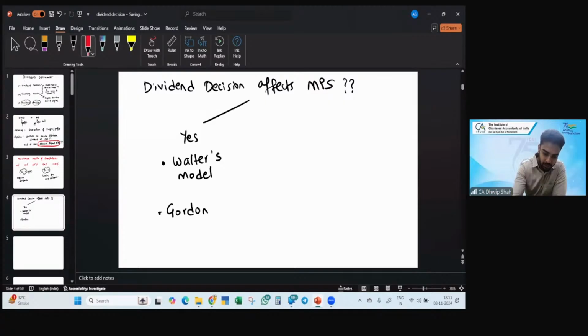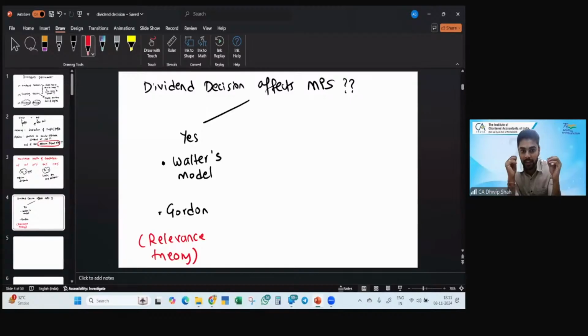And that's why this is called relevance theories. Relevance theories of dividend decision means dividend decision has relevance in the market price of the company, or dividend decision does affect the market price of the company. Means according to these two finance scholars, if dividend payout ratio is 10%, then market price would be something else. If the company changes its dividend decision from 10% to 60%, then market price will also change. This is what these scholars are saying.